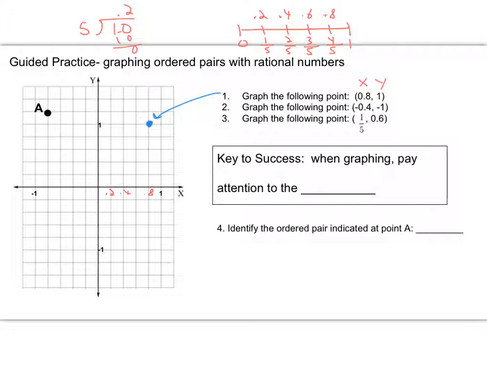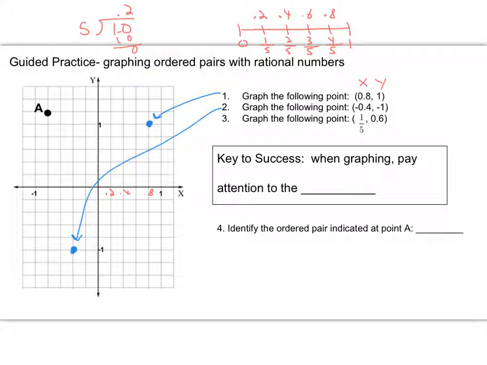So that means my point is going to go right there. Okay? And we'll draw an arrow to there. And finally, for number 3, we have a fractional coordinate and a decimal coordinate. And so we have to figure out how that works. So let's take a look.